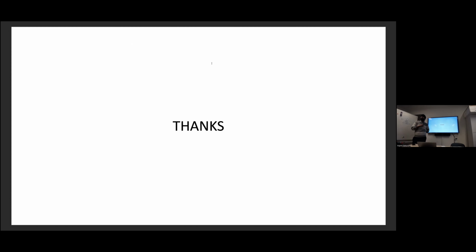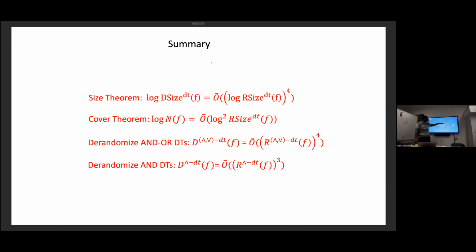Is there anything clear that can be said about the other number? It's the number of minterms. The minterm is a minimal sensitive block at an all-0 input. So this relationship between cover number and log randomized size can be improved for monotone functions, and this factor of 2 can be removed. So you'll get log D size related to log R size with about a 2, I guess, in the case of monotone functions.